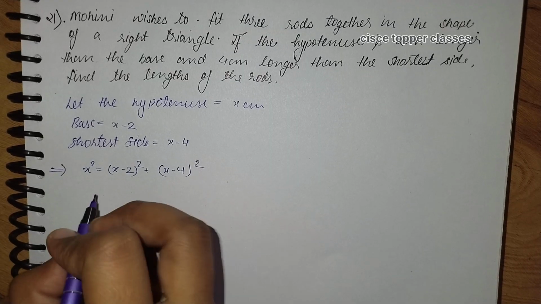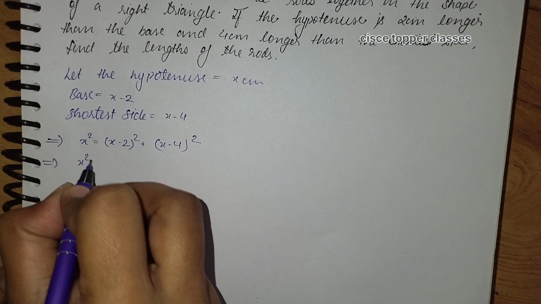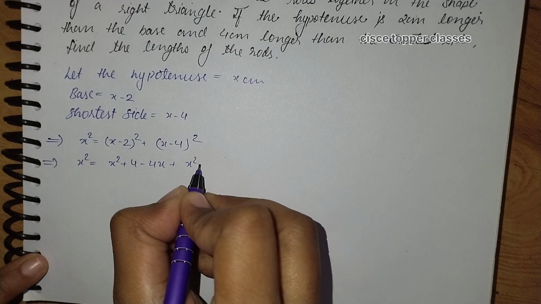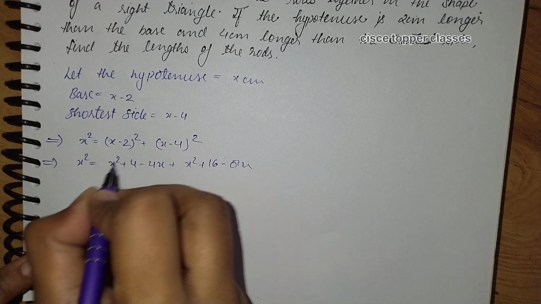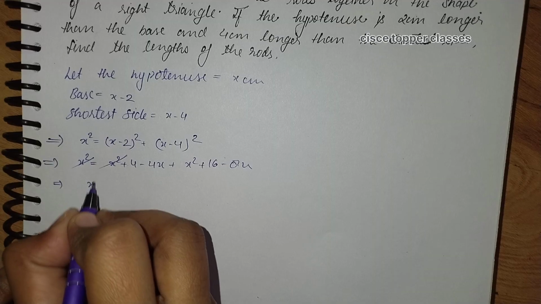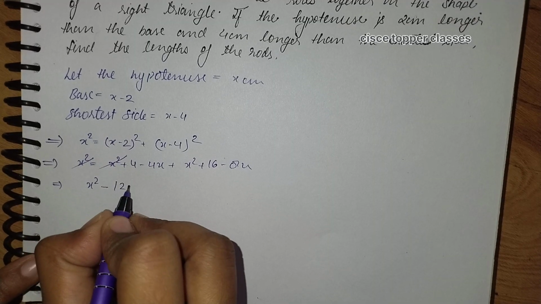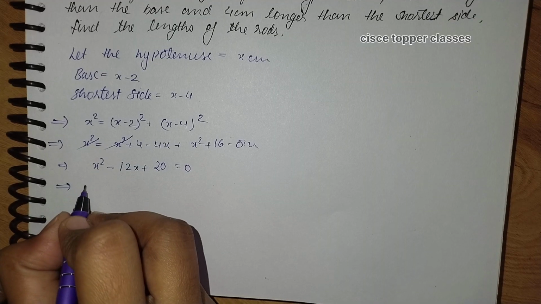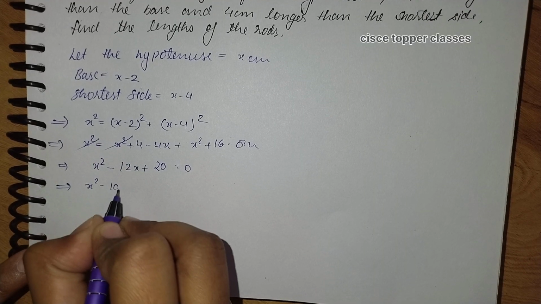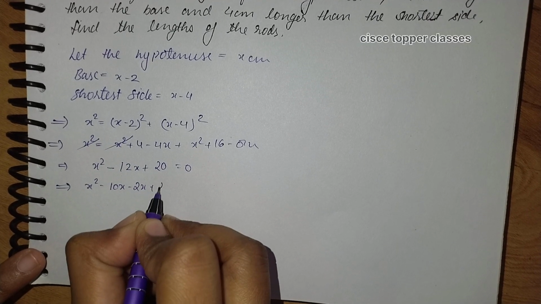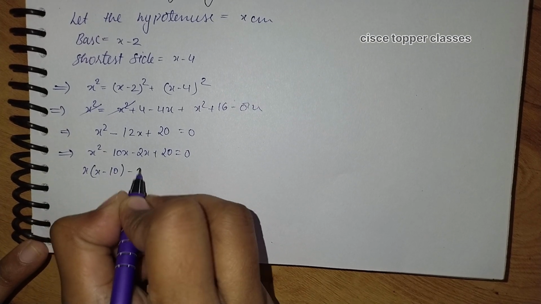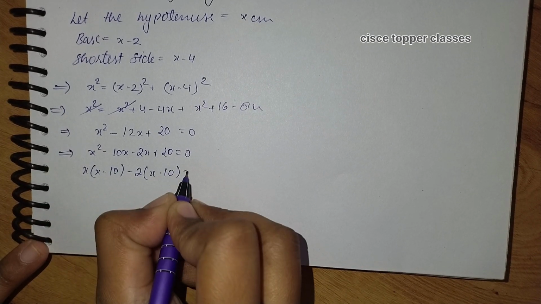So on solving, it will become x square equal to x square plus 4 minus 4x plus x square plus 16 minus 8x. This will be cancelled out and we will get x square minus 12x plus 20 equal to 0. On factorizing this quadratic equation, it will become x square minus 10x minus 2x plus 20 equal to 0. Taking common x, it will become x(x minus 10) minus 2(x minus 10) equal to 0.